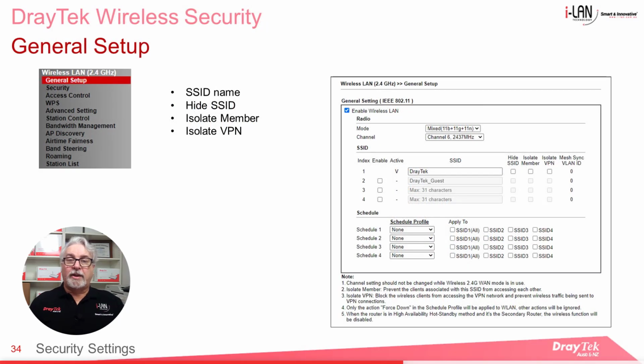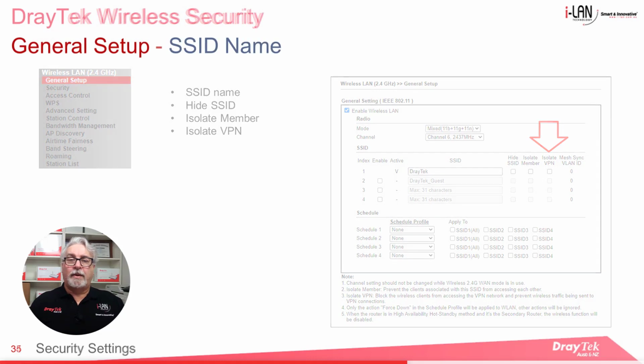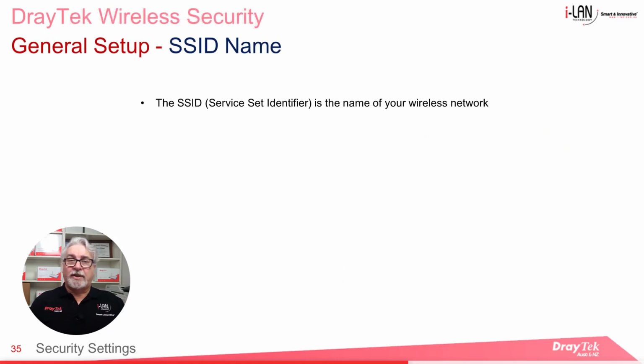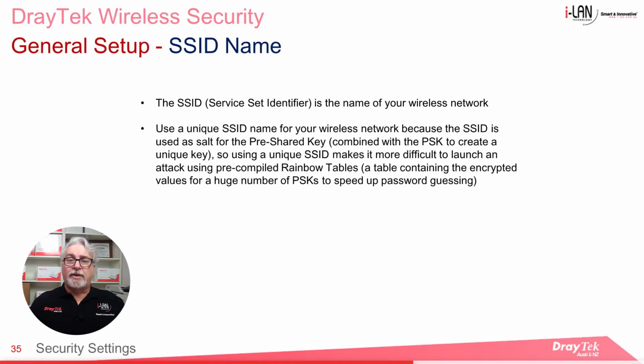The first one we'll look at is General Setup. There are 3 security options you can enable here. Those are Hide SSID, Isolate Member, and Isolate VPN. The SSID, that's Service Set Identifier, is the name of your wireless network, also known as the network ID. This is viewable to anyone with a wireless device within reachable distance of your network. It's recommended to change the default SSID to a unique name and pair it up with a security protocol to make it more difficult for a hacker to access the network using pre-compiled rainbow tables.